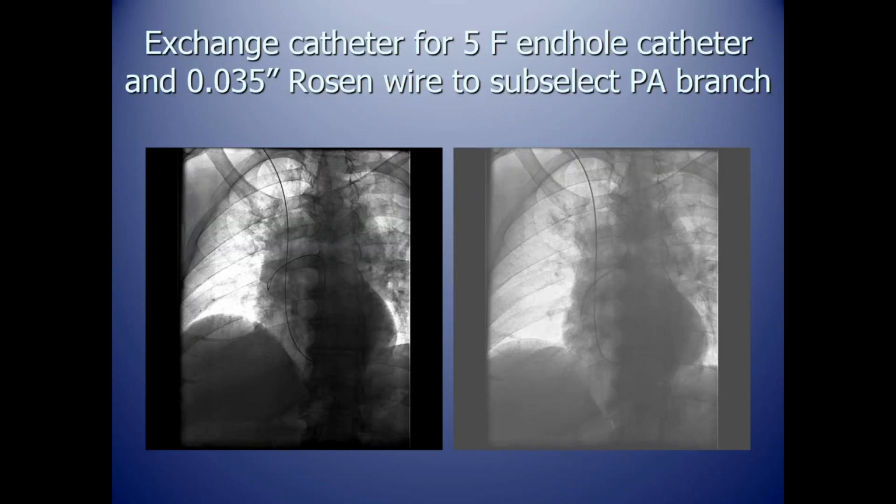From there, I like to switch to a tight J wire, typically a Rosen wire, 0.035 inch wire. It's a little stiffer. A lot of times you advance it out the pigtail catheter, and that wire is just going to go into the lower lobe pulmonary artery. But when it doesn't, then I will switch to a 5 French end hole catheter, such as a multi-purpose angled catheter, or whatever your catheter of choice is. But typically that's what I'll use. And then I'll advance that into the lower lobe pulmonary artery.